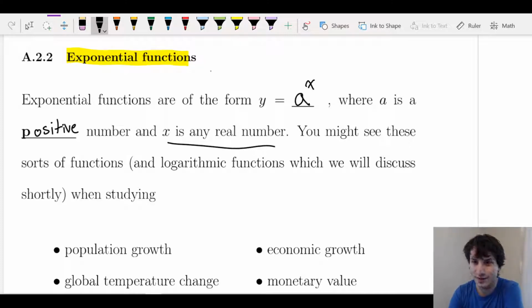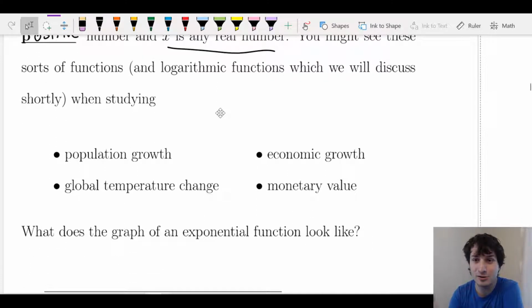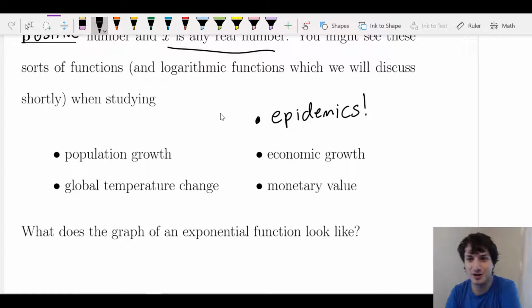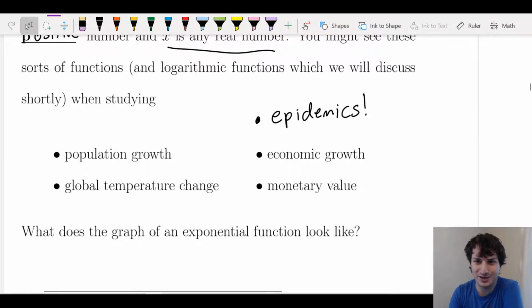Okay, so the next little bit is saying that these are important because they model things in real life. I guess the most famous thing right now is the coronavirus. So epidemics are often modeled by exponential growth, so it's important to know them. Lots of things in real life are exponential functions.